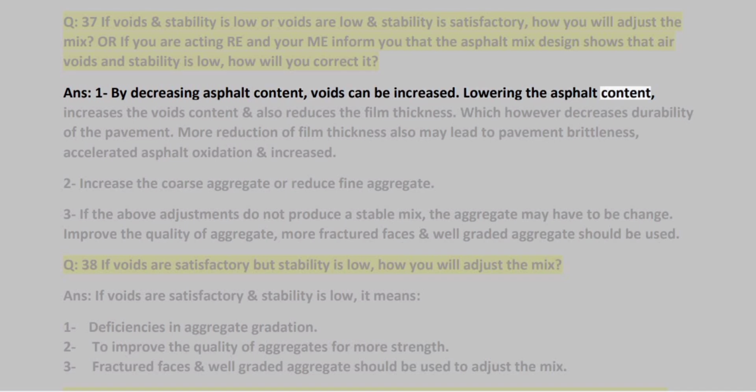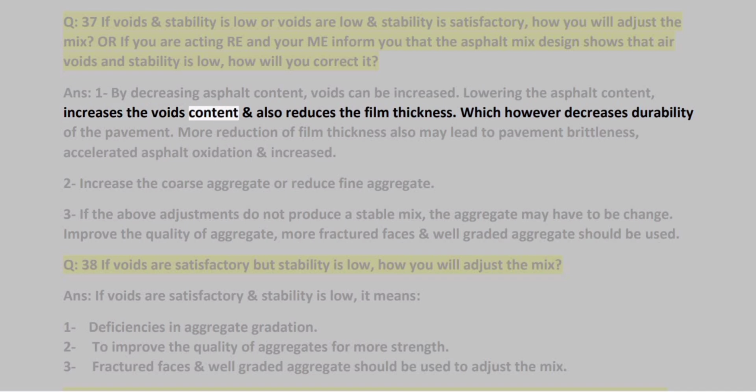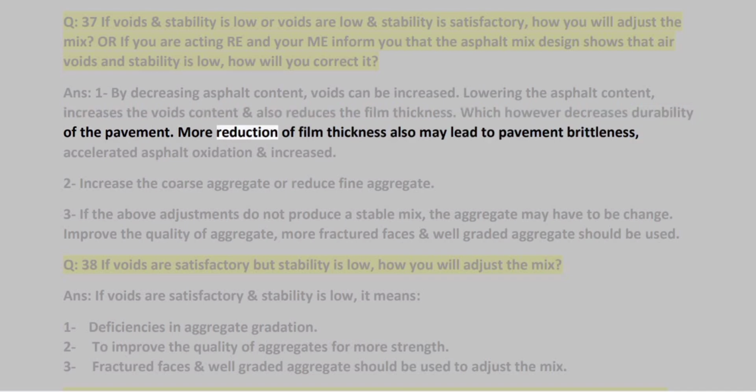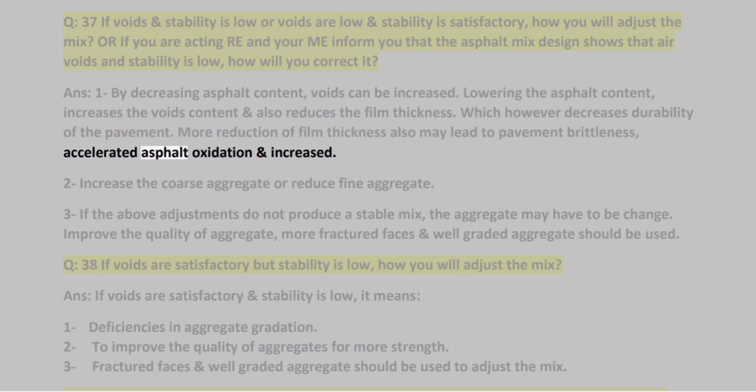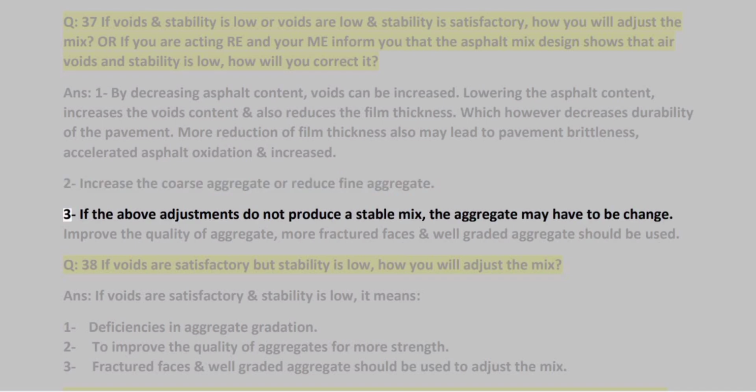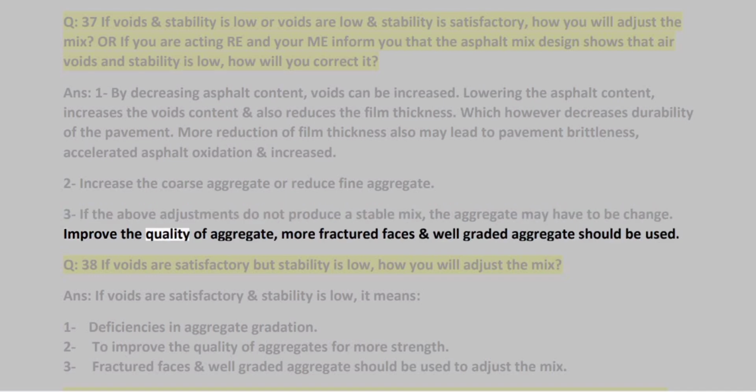Lowering the asphalt content increases the voids content and also reduces the film thickness, which however decreases durability of the pavement. More reduction of film thickness also may lead to pavement brittleness, accelerated asphalt oxidation and increased cracking. 2. Increase the coarse aggregate or reduce fine aggregate. 3. If the above adjustments do not produce a stable mix, the aggregate may have to be changed. Improve the quality of aggregate; more fractured faces and well-graded aggregate should be used.